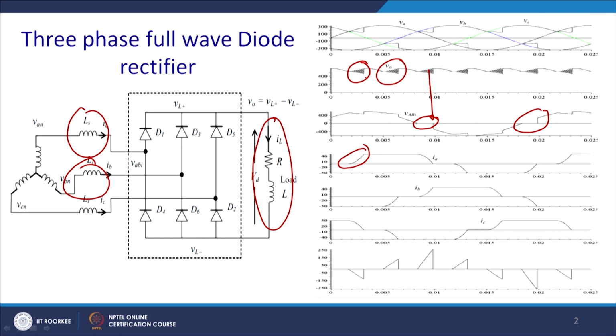Similarly, when A goes off due to the negative half cycle, the outgoing diode will be replaced, and B will pick up. In this region also D3 will come into the picture, and there is again an overlap, and due to that there will be a little sag in the DC bus voltage, and this will be the current of IC, and this is the amount of the current.